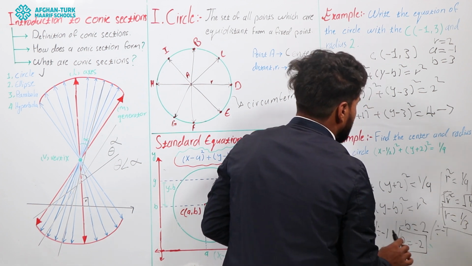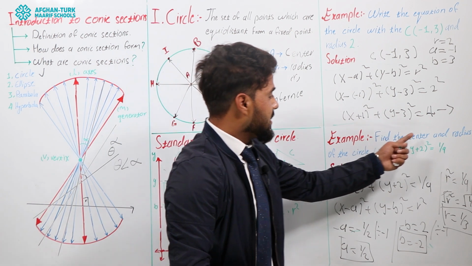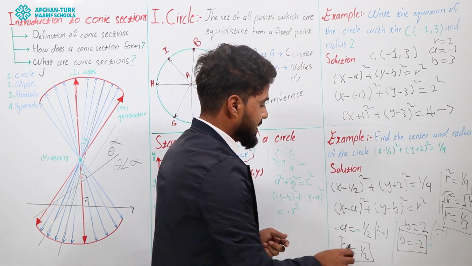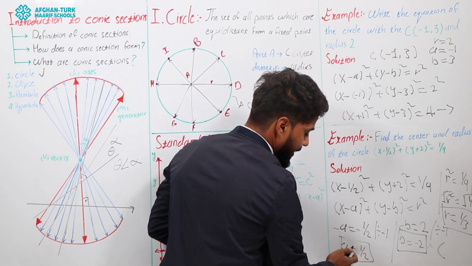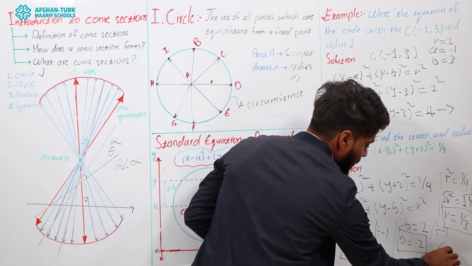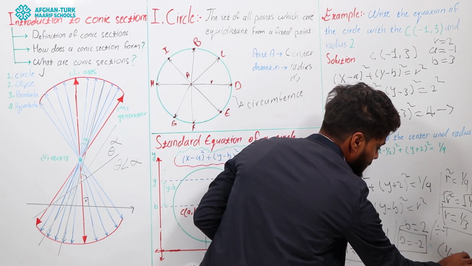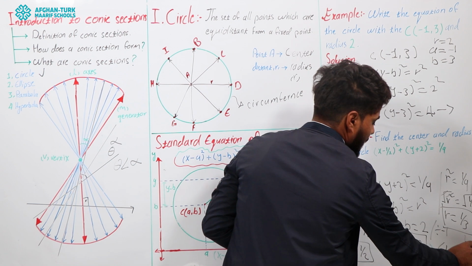So the question asks us for the center and the radius of the circle. So the center is (a, b). It means that 1 over 2 and minus 2. And the radius is r.